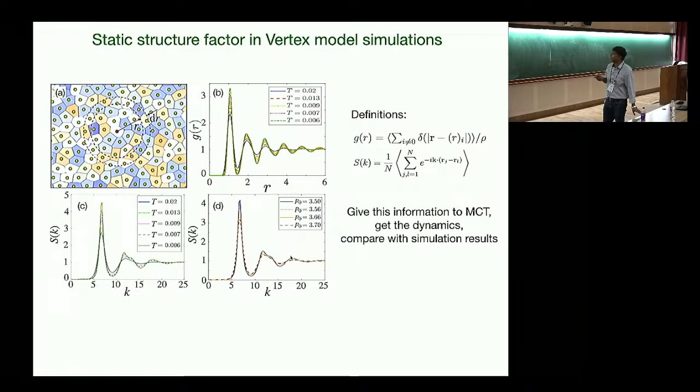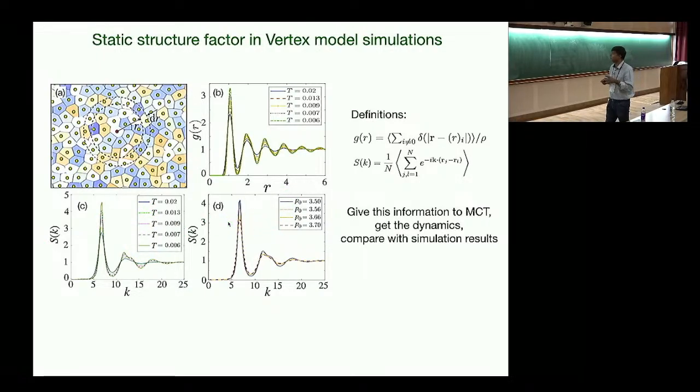What we did is take a snapshot, and from there we represent each cell by its center of mass. Just like a particulate system now, I can calculate the g(r), which is defined here, and the static structure factor S(k). So g(r) looks like this. As temperature decreases, the peak height slowly increases. And here I'm showing S(k), with decreasing temperature, and with changing p0.